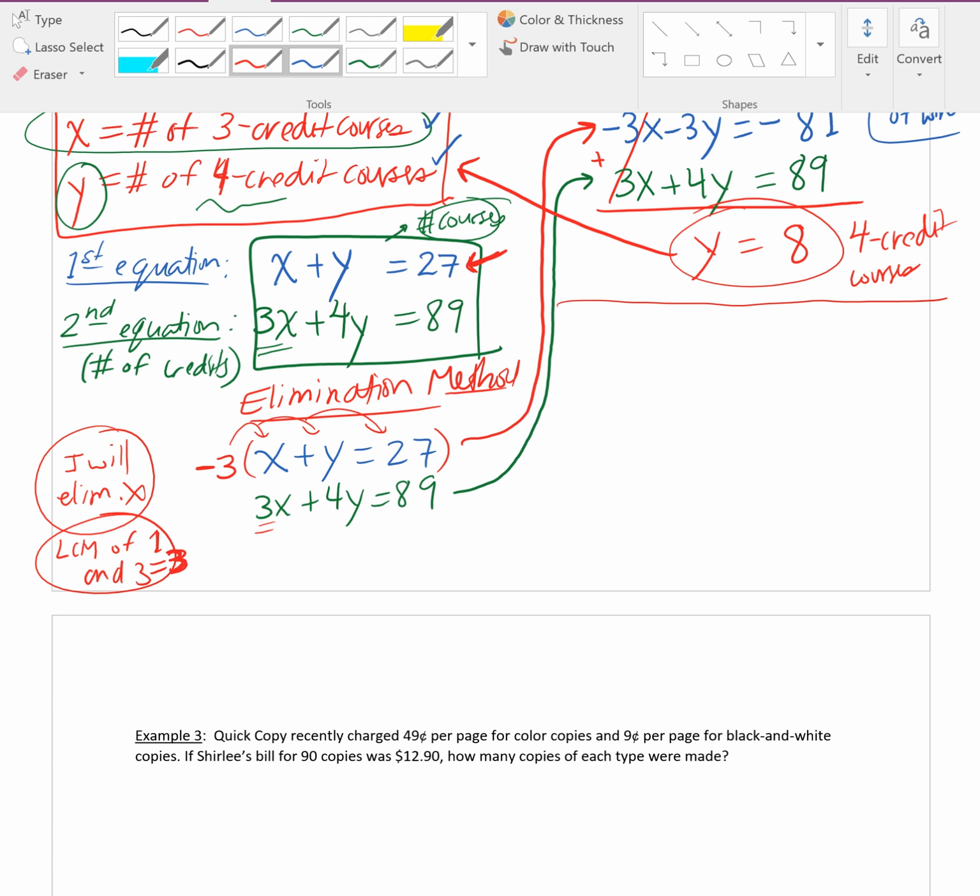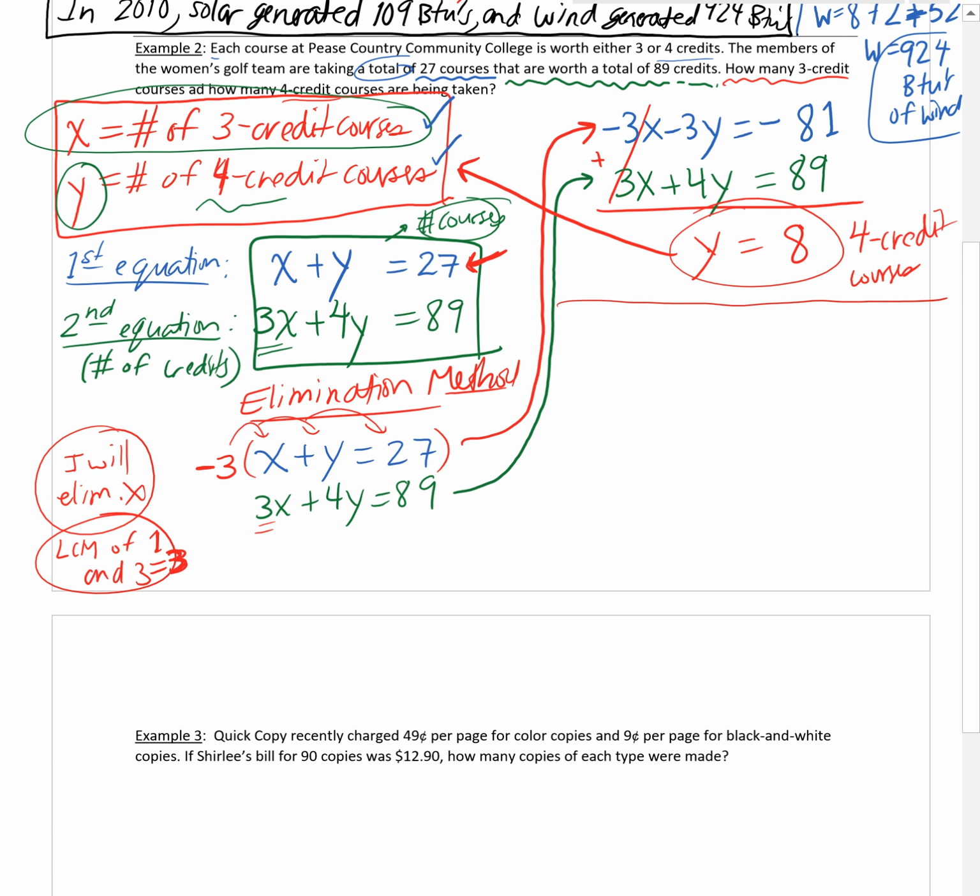Now I can substitute that into either of the original equations I wrote here. I think the top one looks nicer, right? X plus y equals 27. I'm going to replace that guy for y.